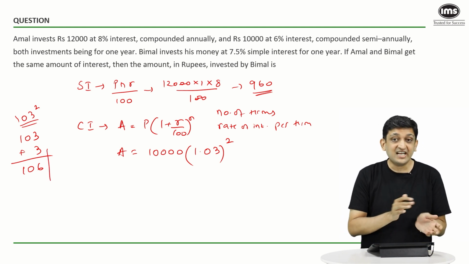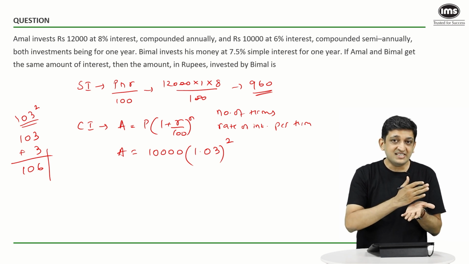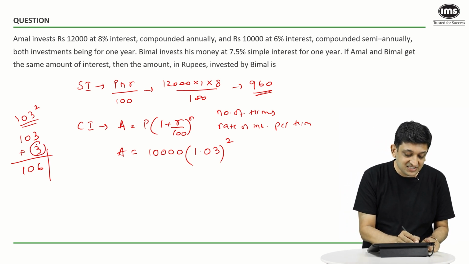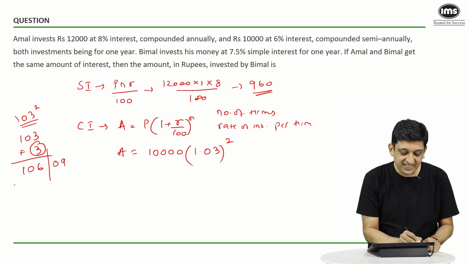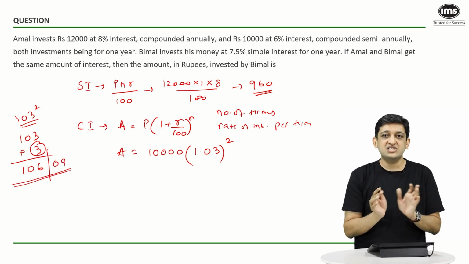What is going to be the second part of your square? Whatever is the gap. So 103 plus 3 you had done here, no? So what you will do is you will square this 3. You will get 09. Your answer is going to be 10609.